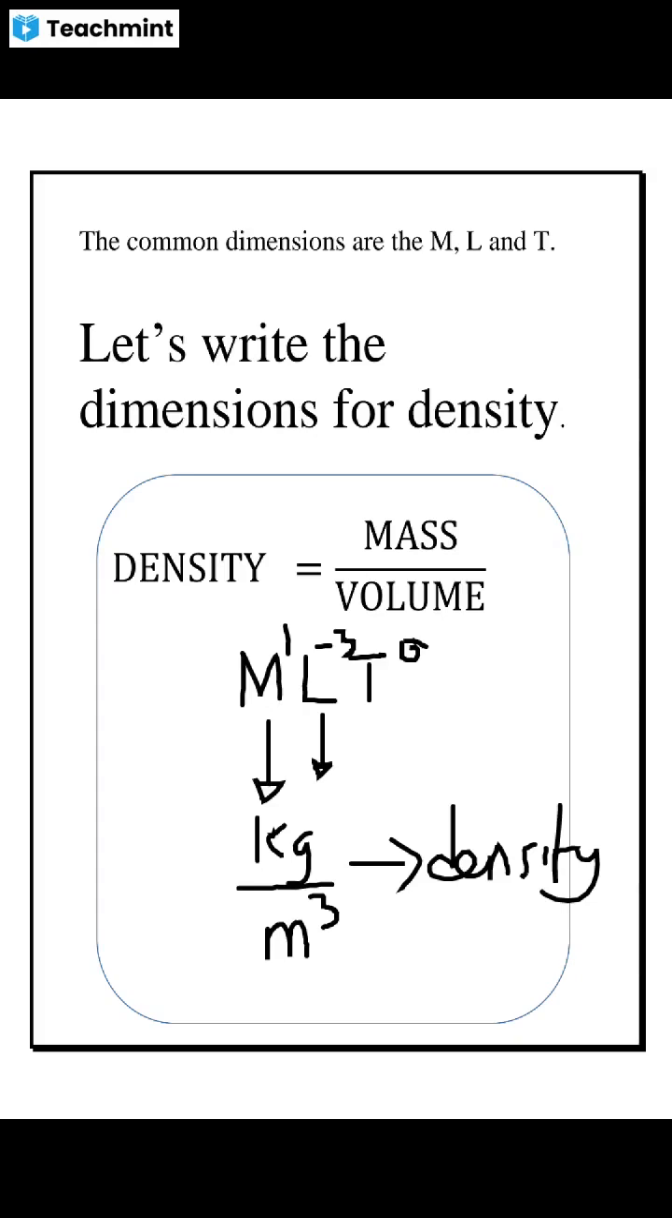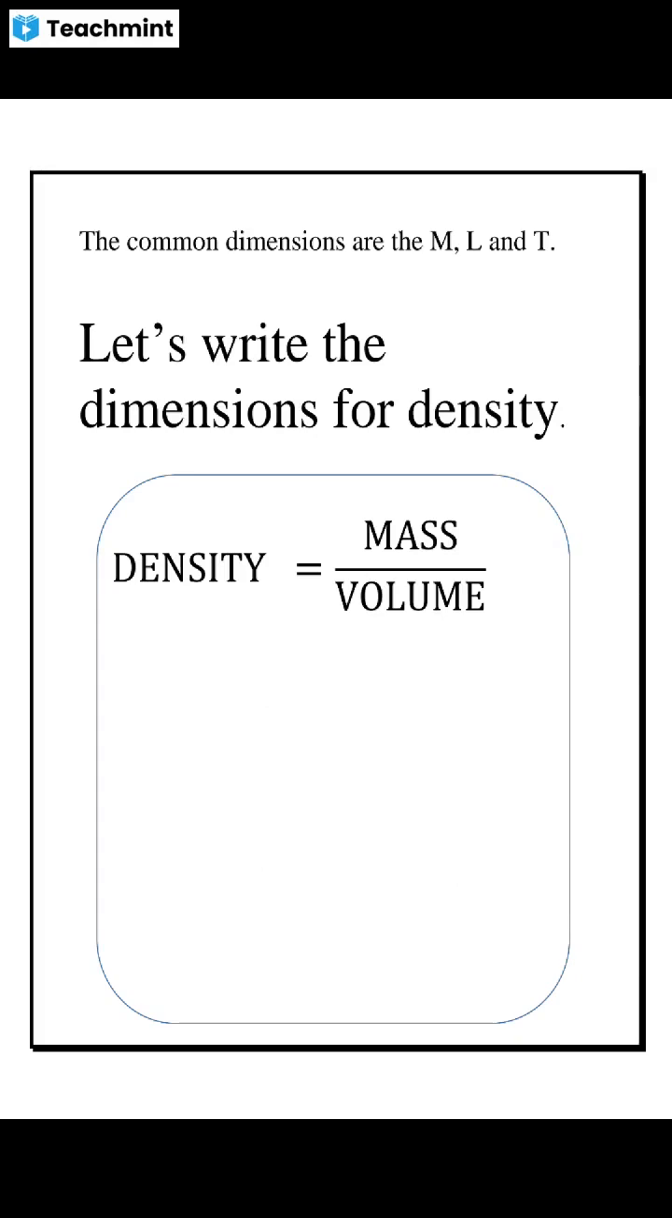Okay, let me clear this. Now let's look at the dimension of density. Mass is capital M. Length is capital L. And time is capital T. Those are the basic ones. Now, look at volume. Volume is length times breadth. Breadth is also length, because we are all measuring length of something. Even height is also length.